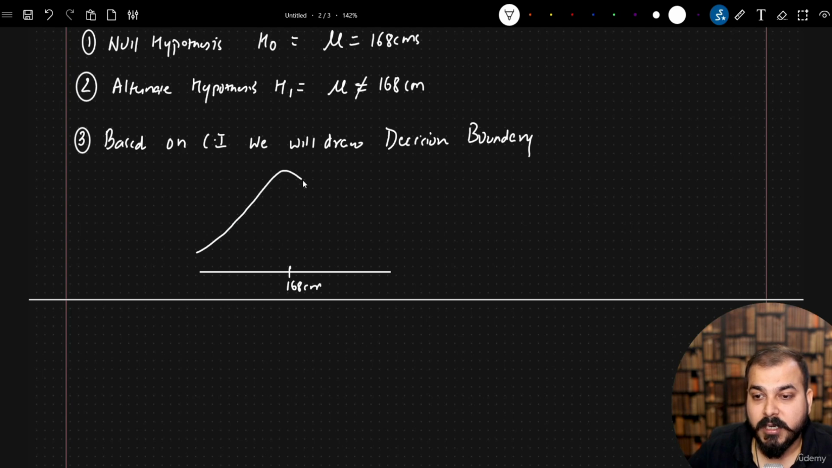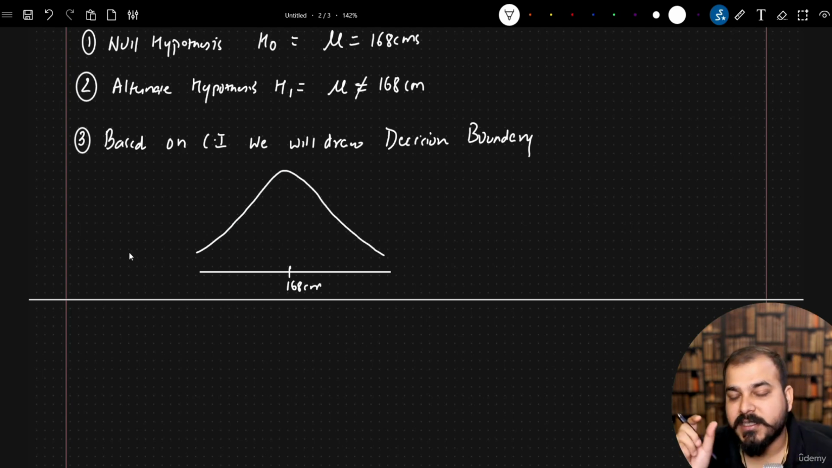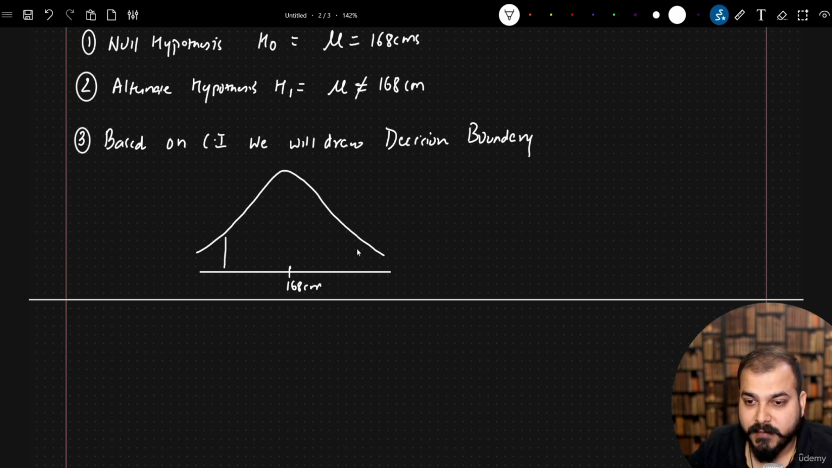Now with respect to the decision boundary, we know that in a normal distribution there is a certain area within the first standard deviation and a certain area between the second standard deviation. The confidence interval that we are trying to consider is 95%. So 95% from both sides. Why am I saying both sides? Because this is a two-tailed test.